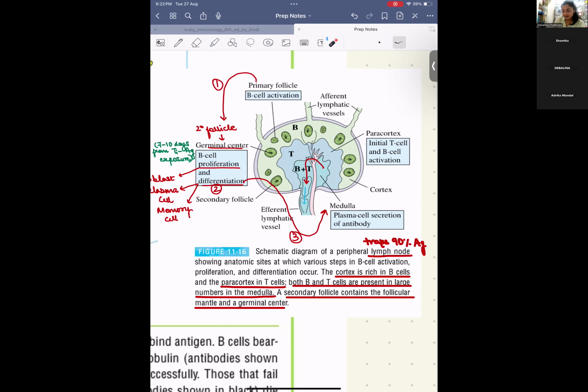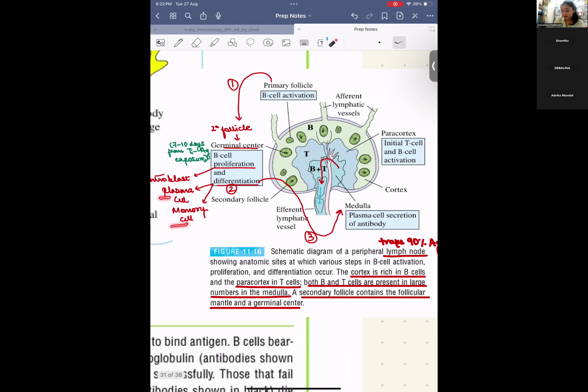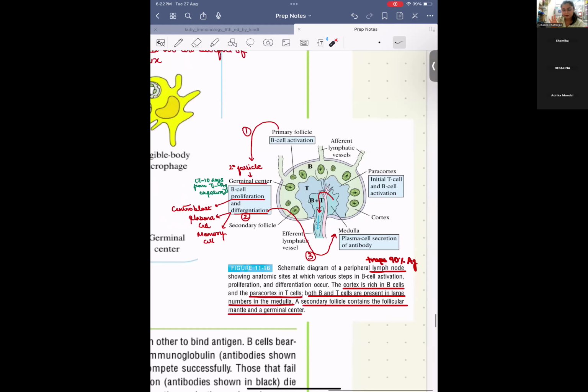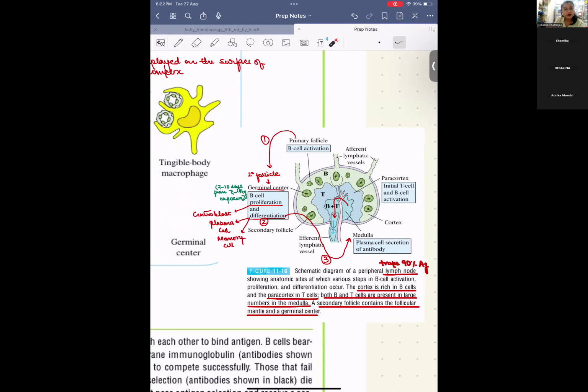Once we have these products, the plasma cells and the memory cells, we need these plasma cells to come out into the circulation, and that's why they reach the medullary region. From this medullary region, they get a chance to drain out in the efferent lymphatic vessels, right? So these are the three steps that are essentially happening inside the lymph node.